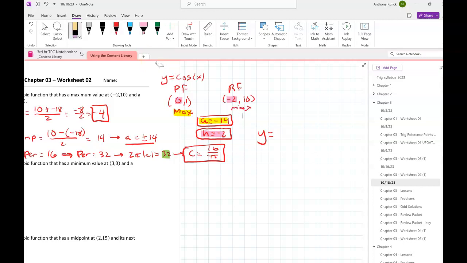I misread the problem. Negative 2 was the maximum, so it should be positive, and the minimum is at 14. Yes.